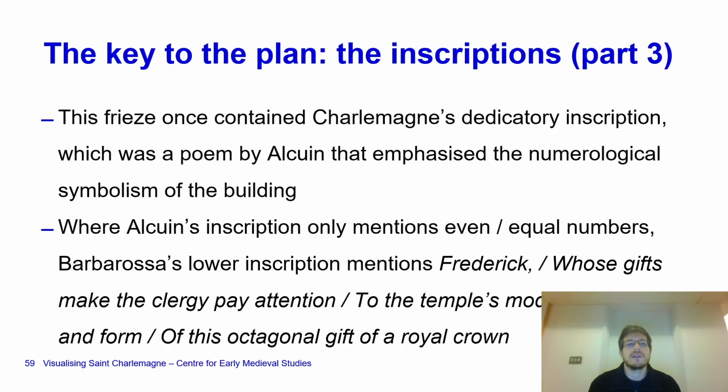Now this frieze once contained Charlemagne's dedicatory inscription, which was a poem by Alcuin that emphasized the numerological symbolism of the building. Once again, the symbolism is explicit.